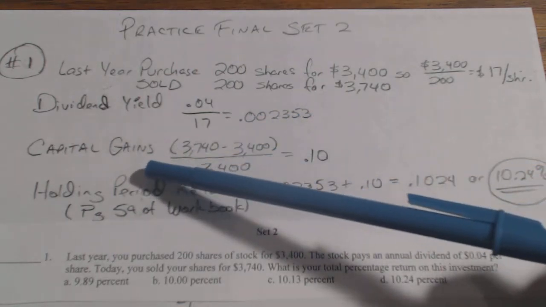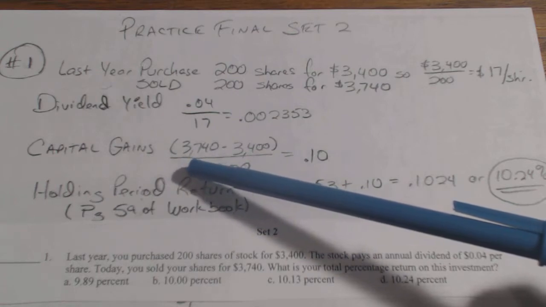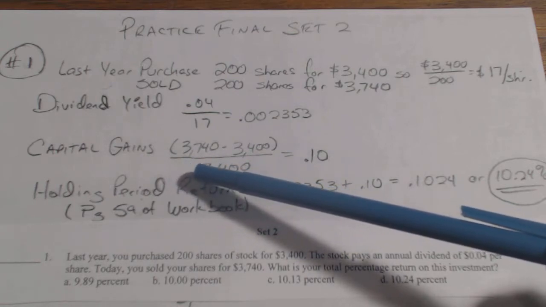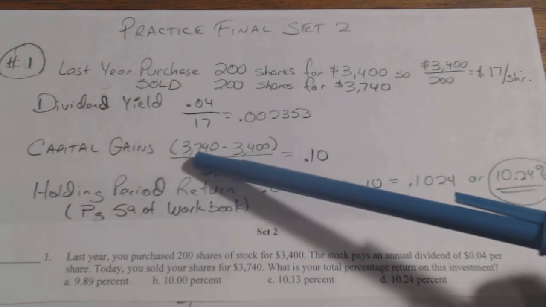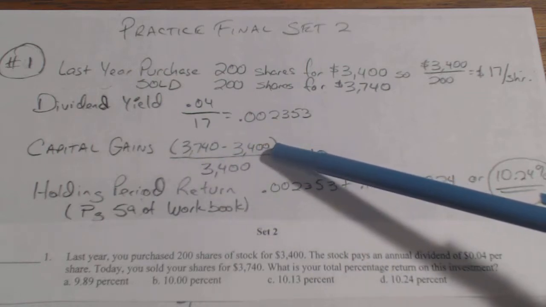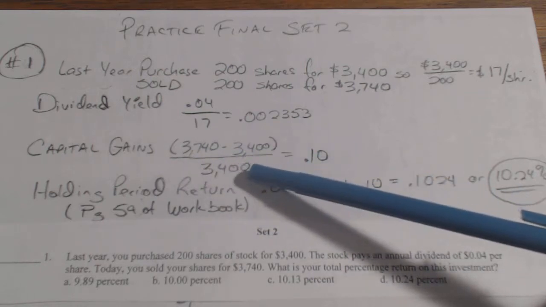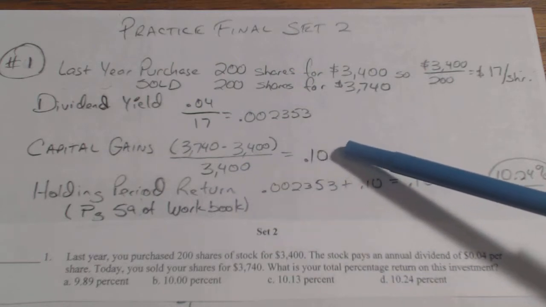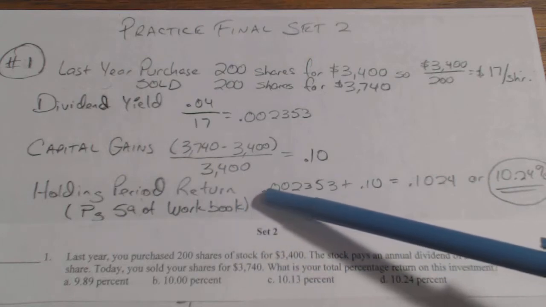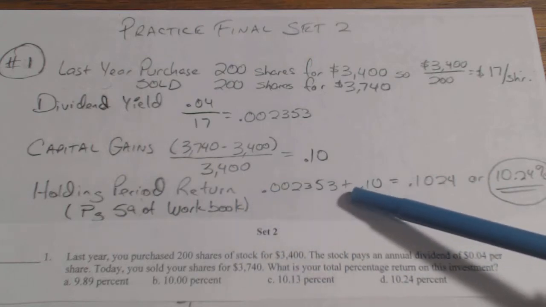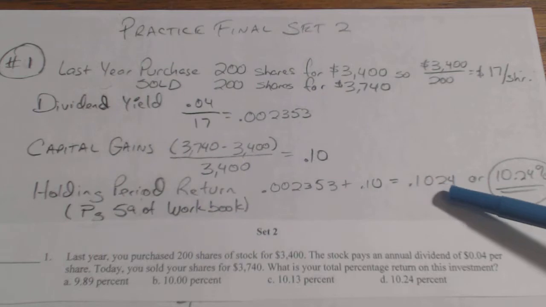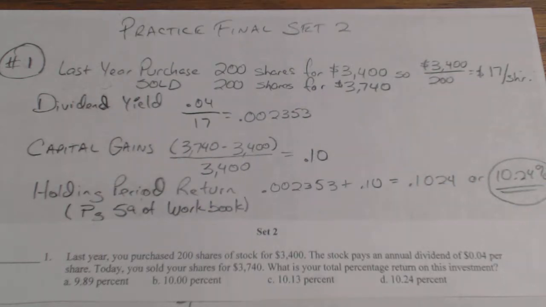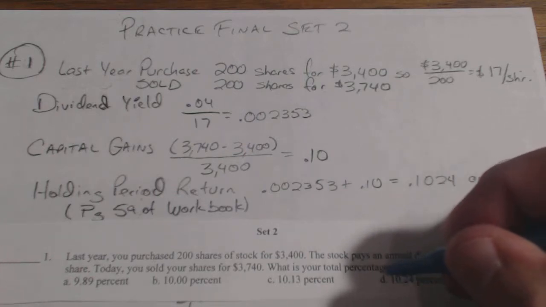Then the capital gains is just basically how much you made, the difference between what you paid for the stock and what you sold the stock for. So you sold it for $3,740, minus the $3,400. You divide that by the original cost of $3,400. That gets you 0.10, which is 10%. You add those two together, so the 0.002353 plus the 0.10 equals 0.1024, or 10.25%, which is answer D.